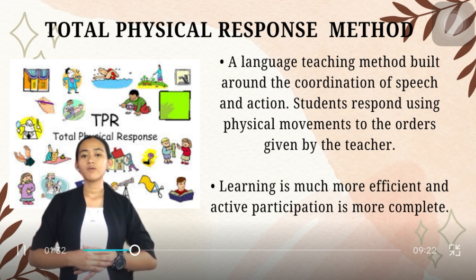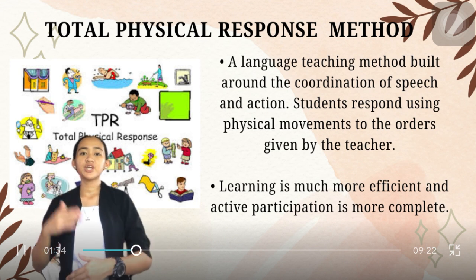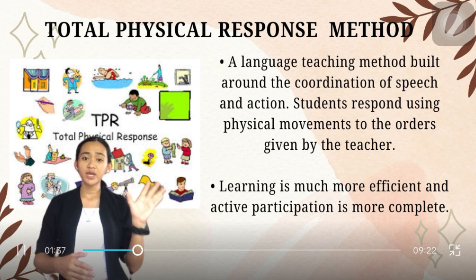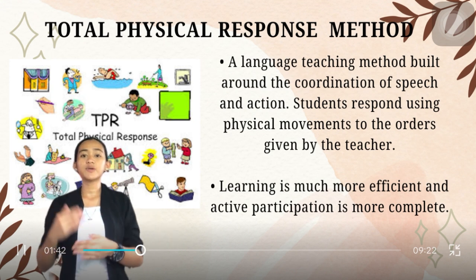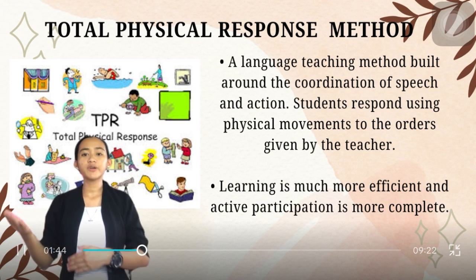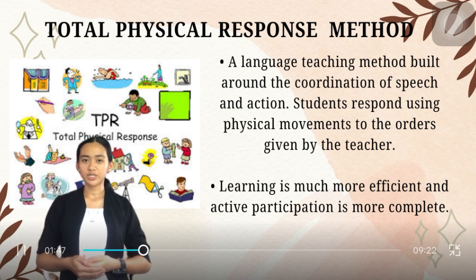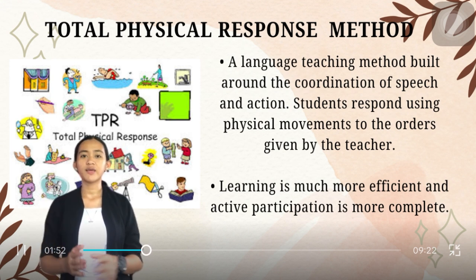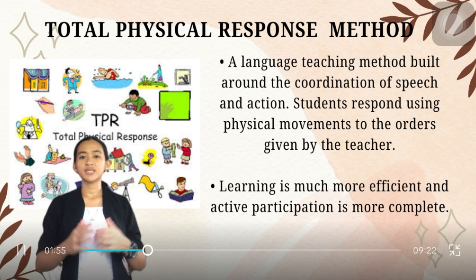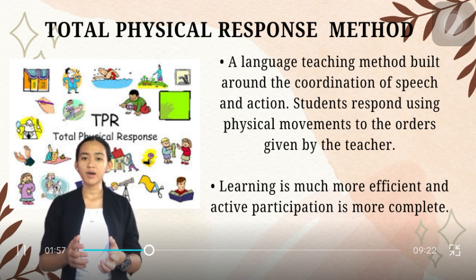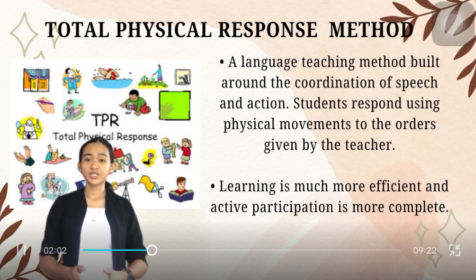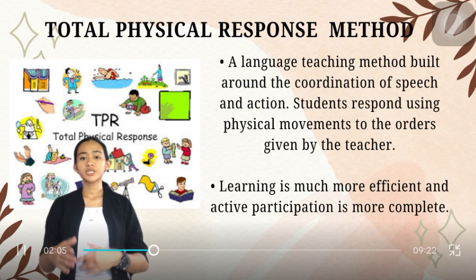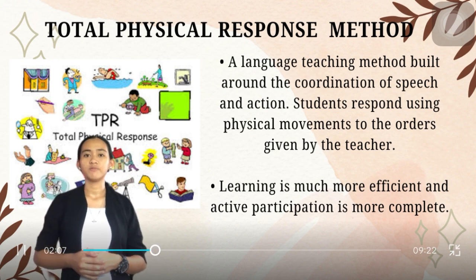So the total physical response method is a way of teaching language by combining speech with physical actions. So the teacher gives commands and students respond by acting or moving their bodies according to the instructions. So just like what we did earlier. So I said, clap your hands, and then you clap your hands. So that is an example of a total physical response. So this method makes learning faster and more engaging because students are actively involved.